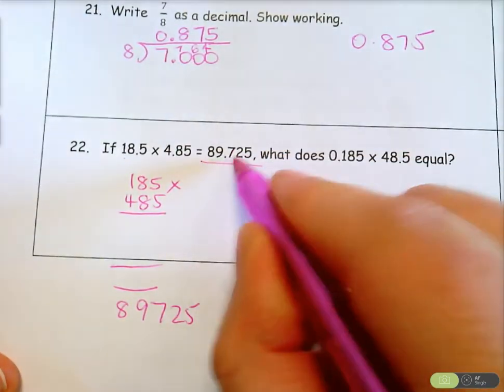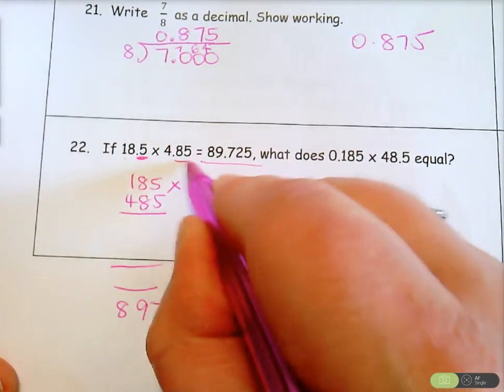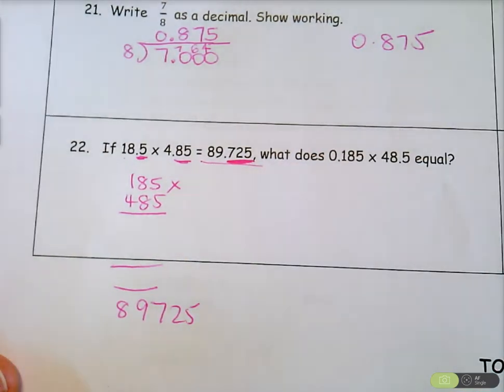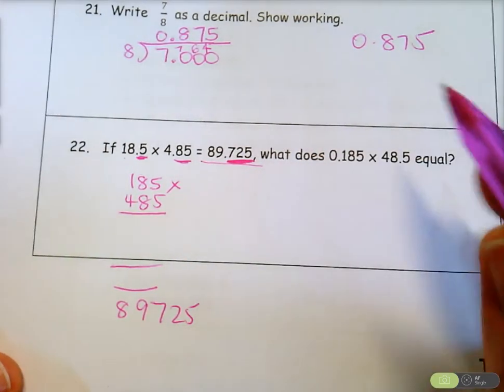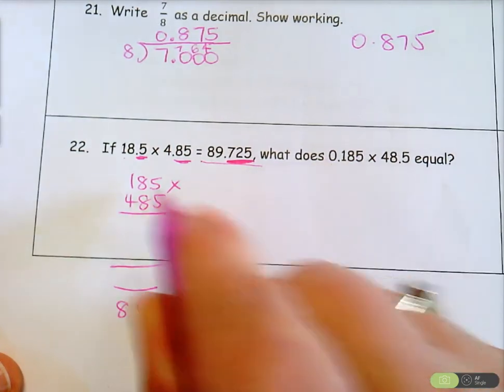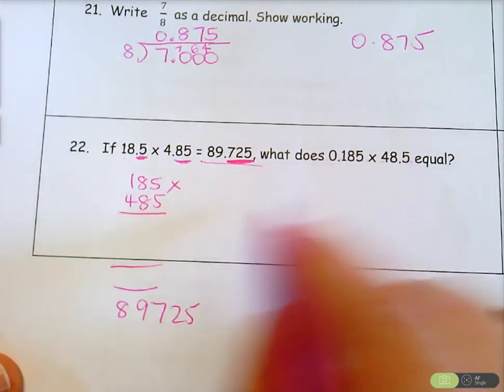89725. But what you've got to look for is how many digits after the decimal point. So we've got 1, 2, 3 digits after the decimal point. Notice we've got 3 digits after the decimal point there. So if I ask you to work this out, the numbers are exactly the same. So if you were to do it without a calculator, you'd do 185 times 485.